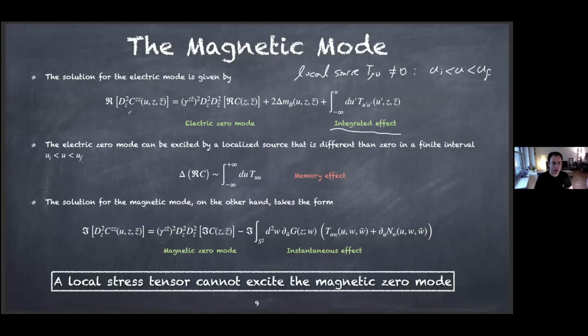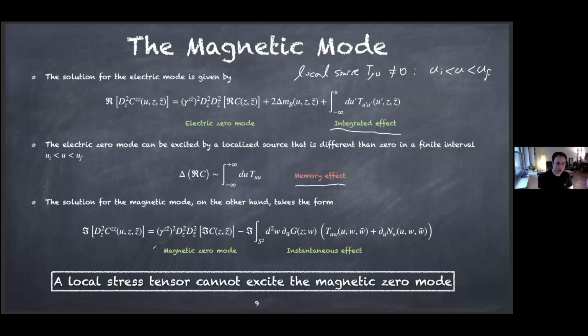And we see that the electric mode can be excited using a local source simply because it's an integrated effect, and that also goes sometimes under the name of the memory effect. So this is standard. And now the solution to the magnetic mode can also be inferred from the Einstein equations.